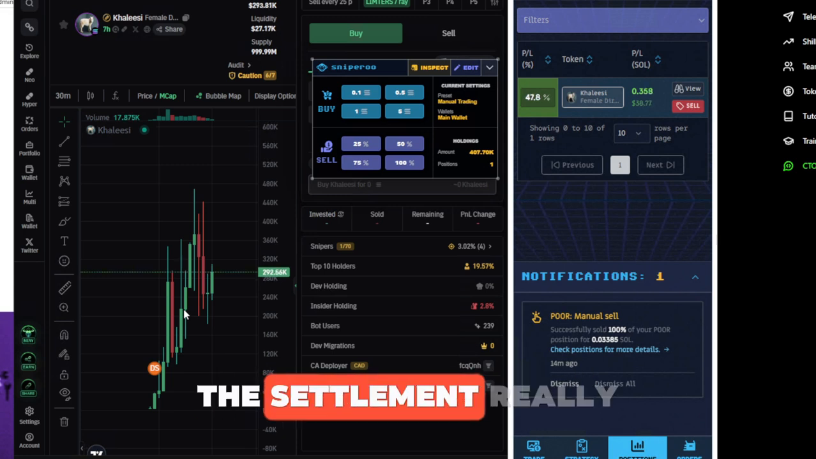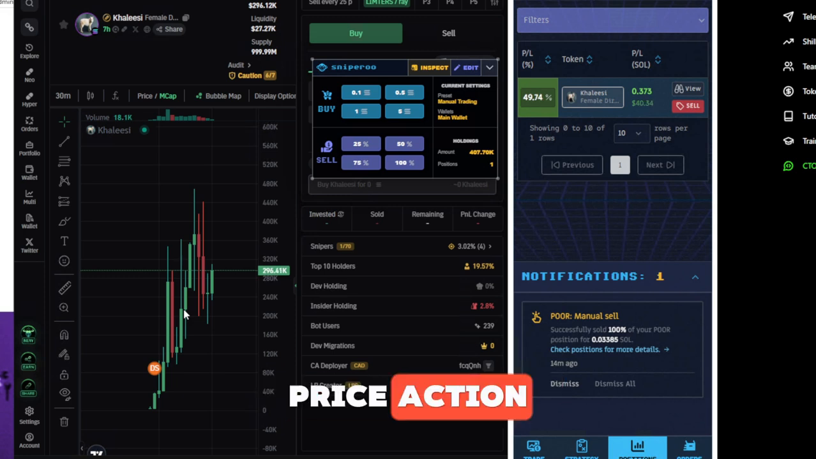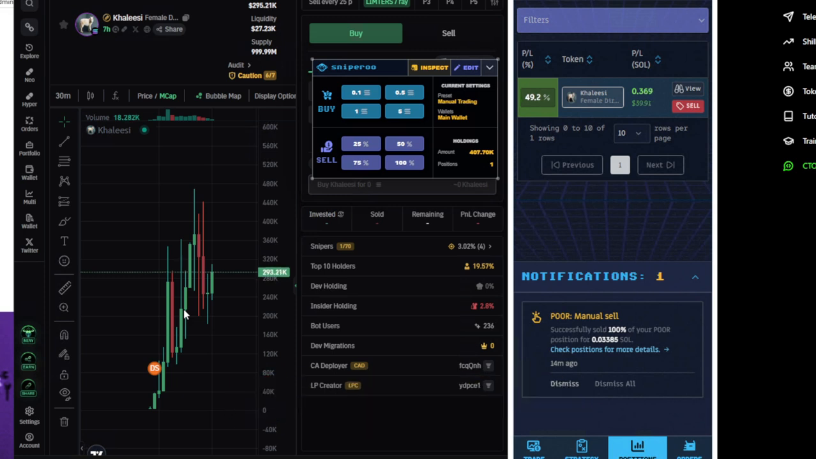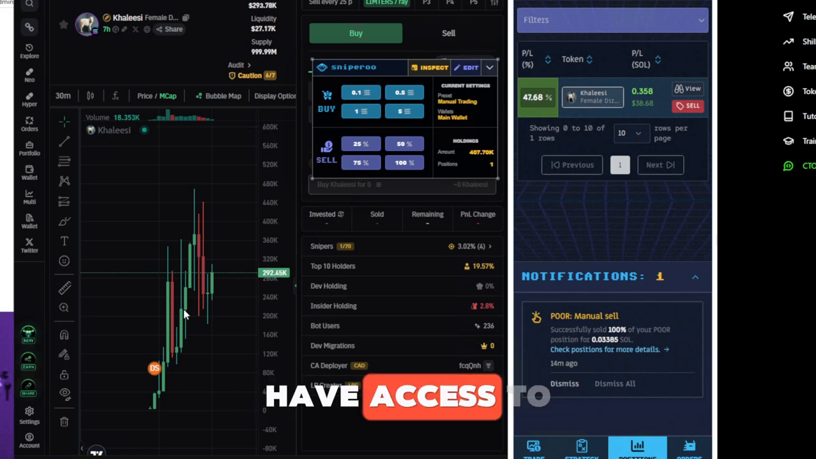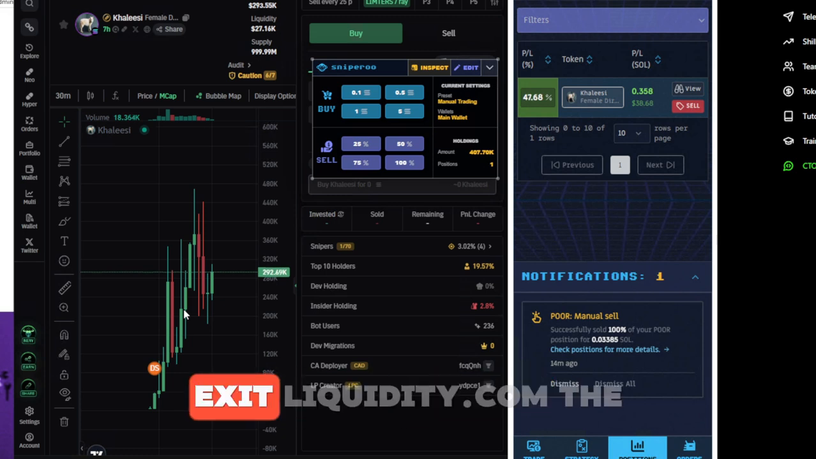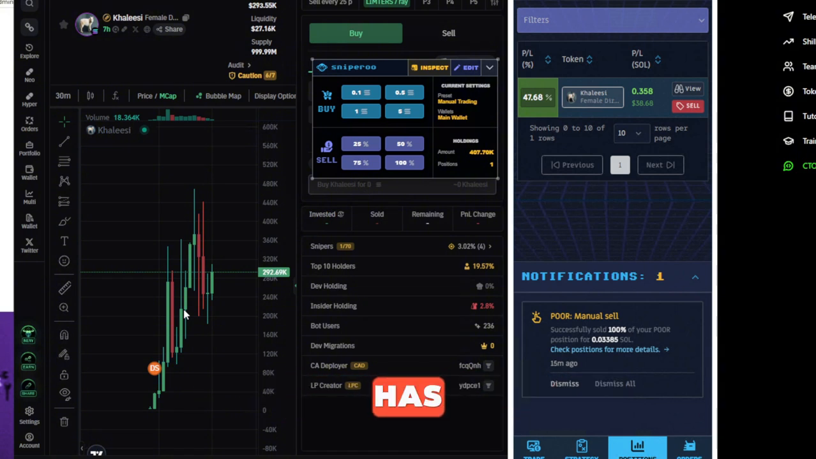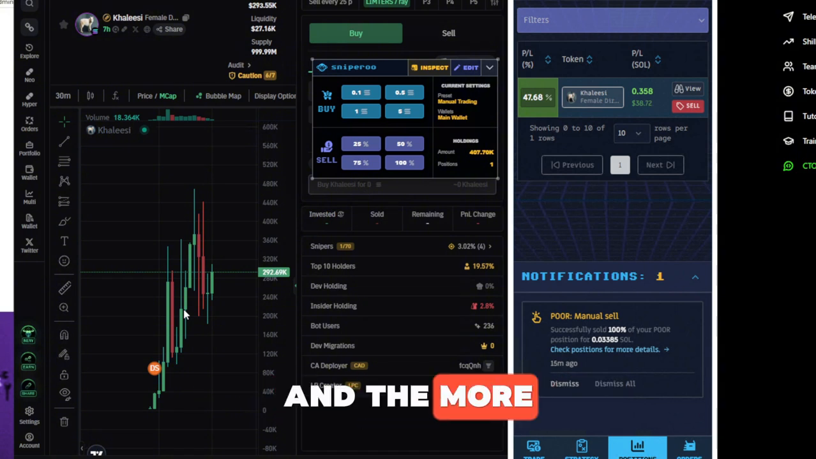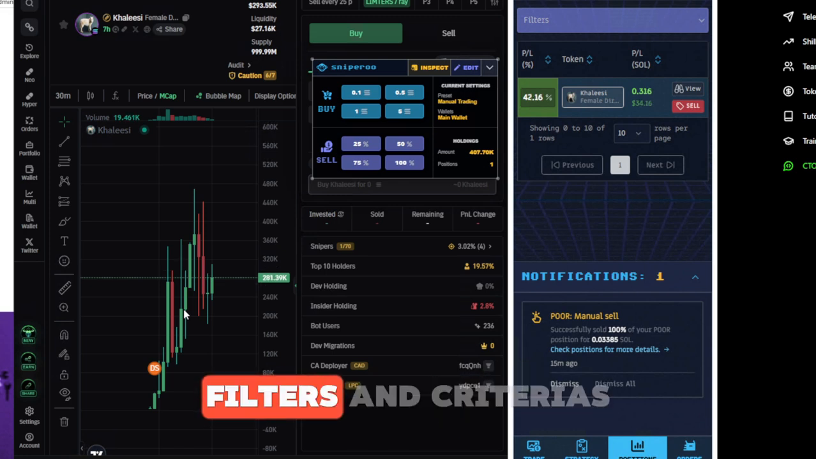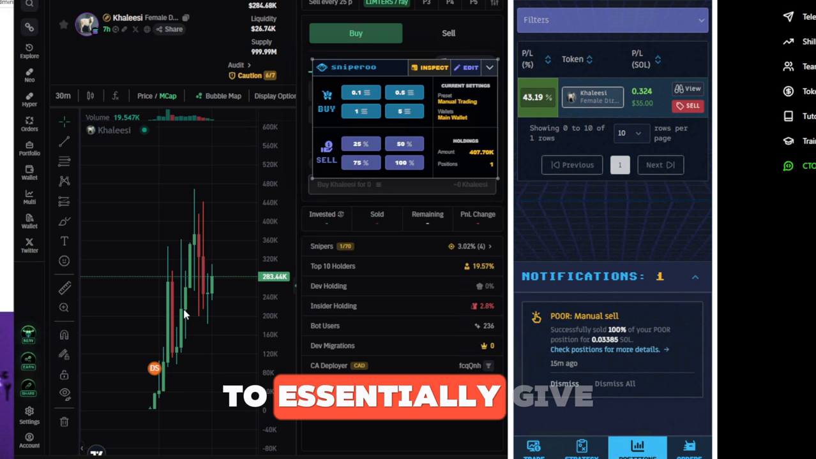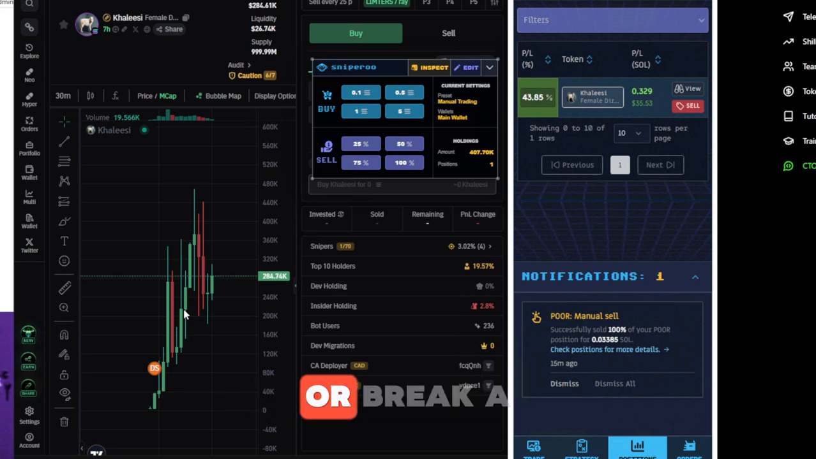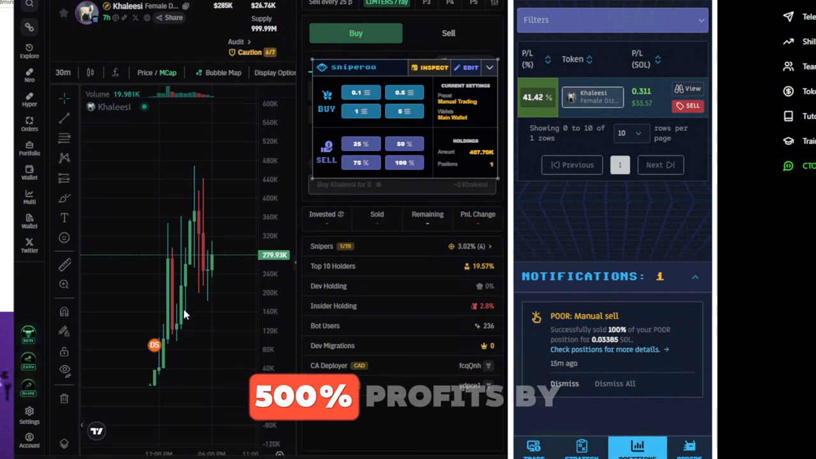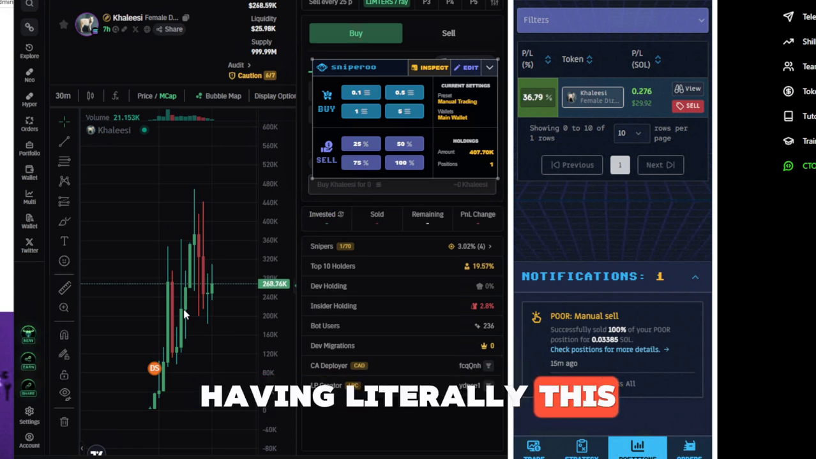just because of settlement. Settlement really is what drives price action in a lot of different plays. And the more people that have access to the API, which is what exitliquidity.com has, the more they're able to program filters and criteria to give you leverage. It's what makes or breaks a lot of times. You don't have to come in with a lot of money. You can come in with a little less than a SOL and come out with 2, 3, 4, 500% profits by having this as your leverage.